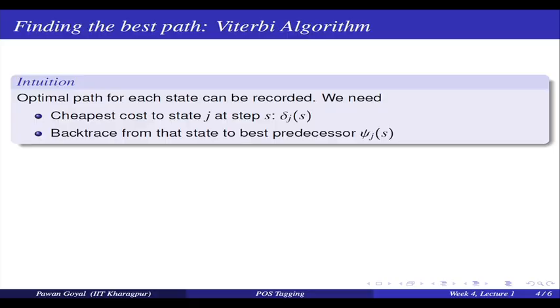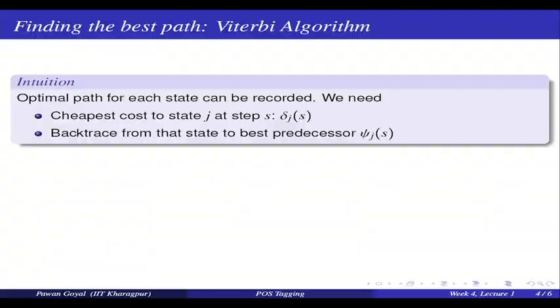Now, once we have found out what the tags are at different points, we also want to write down the sequence. So I also need to store a backtrace. This is the highest probability. So what is the particular part of speech tag that gives the highest probability? I want to store this delta_j_s, that is the cheapest cost or the highest probability, to state j at step s, and also the backtrace from that state to the best predecessor. For the previous example that we were seeing, for DT the best predecessor was VB and not JJ.